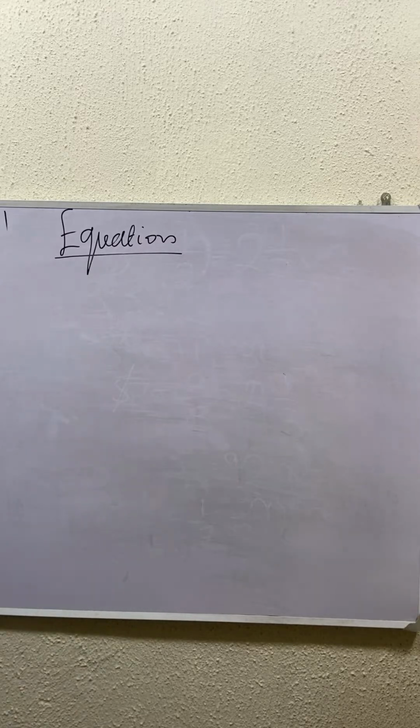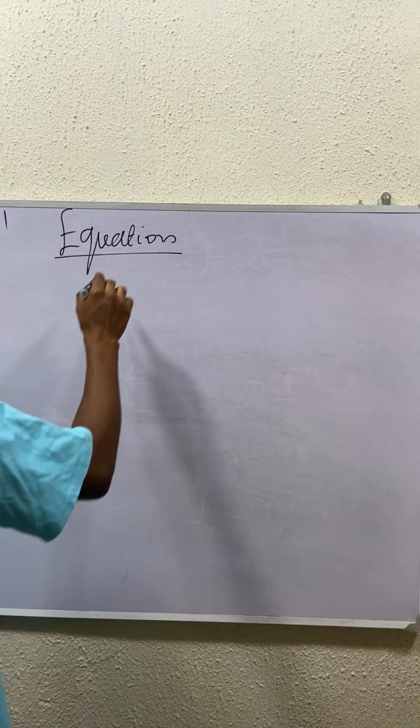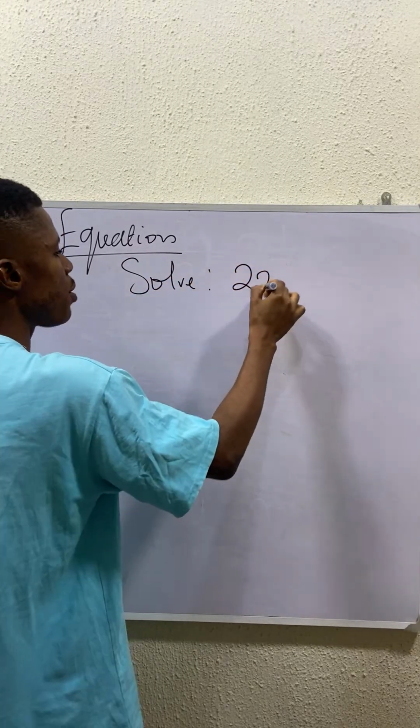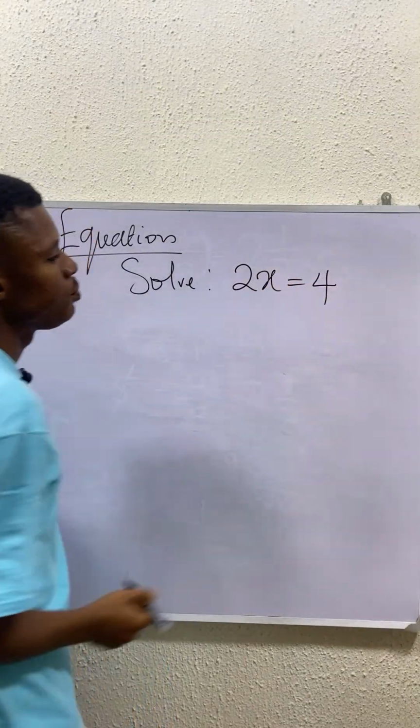An equation is basically a mathematical statement that says that two things are equal. It can be numbers or anything that we can think about. So in solving equations, we take some very important steps. For instance, if you are told to solve an equation like 2x = 4.